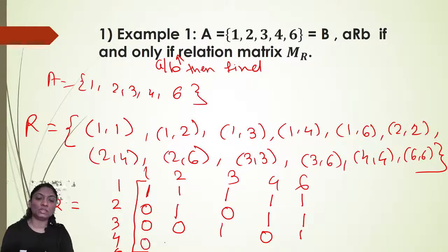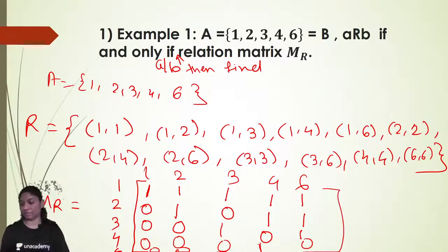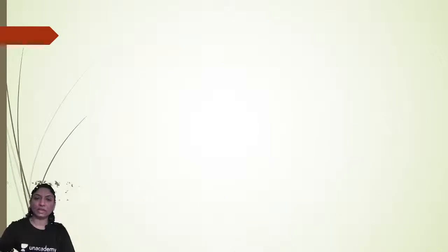4 related to 1, 0. 4 related to 2, 0. 4 related to 3, 0. 4 related to 4 is 1. 4 related to 6 is 0. And the last row: 6 related to 1 is 0, here is 0, here is 0, here is 0, and the last entry. Right? Get it?